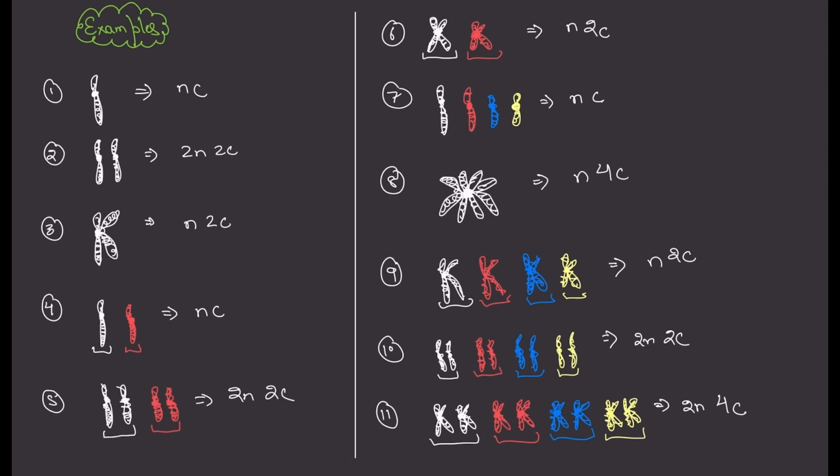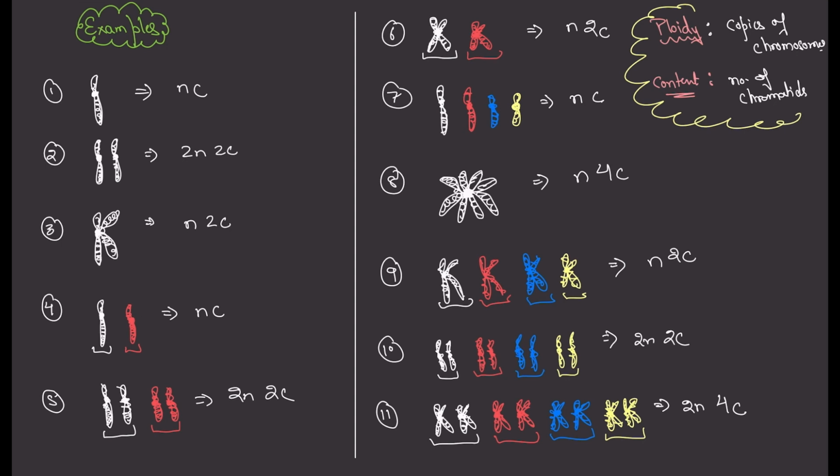Alright. So in order to conclude the whole video, in order to understand the ploidy of a cell, you need to look at the copies of every type of chromosome. And if you want to look at the content or amount of DNA, then look for the number of chromatids every chromosome is carrying. Alright, so this is going to give you an idea for the concept of ploidy and the content of DNA.